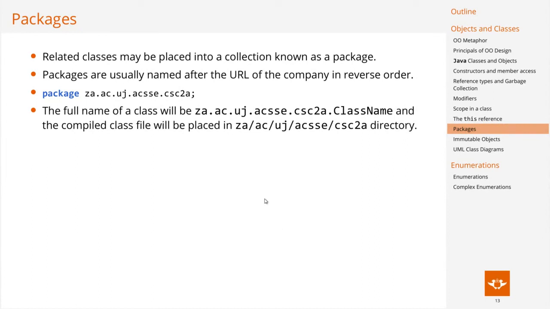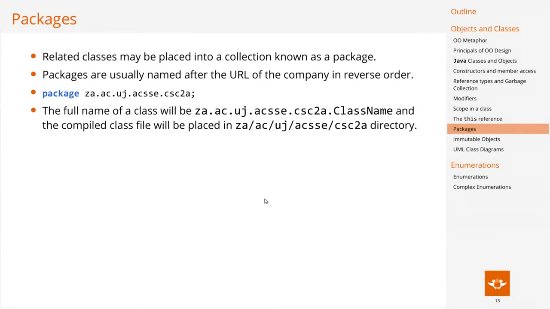So usually it's the URL of the company in reverse order. So you can see there, if you put that in reverse order, you can see acsse.uj.ac.za. Unfortunately, we weren't called ACSSE all the time when UJ started. That's why we don't have ACSSE as the name there. Another name was the one that was chosen. So that's how packages are usually named. And what you'll see is when you use third-party libraries, when you use other people's Java code in your code, you will have to call packages and you'll see the names correspond to that syntax.